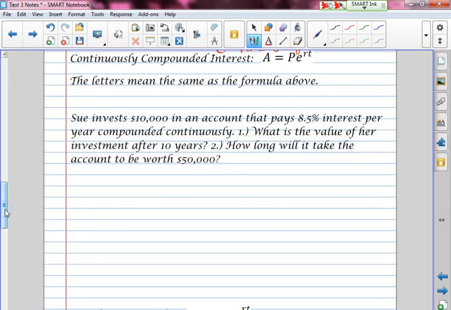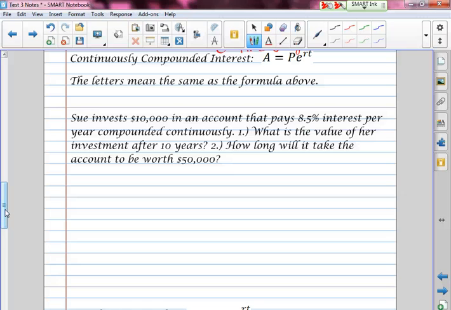All right, new formula. Continuously compounded interest: A equals PE to the RT. The letters mean the same as the formula above. A is still your final amount, P is still your initial amount, E has its own value, R is still the rate, and T is still time. Everything's the same. So Sue invests $10,000 in an account that pays 8.5% interest per year compounded continuously. That's how I know to use the continuous interest formula, because it has the word continuous in it.